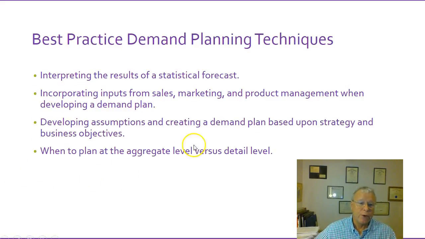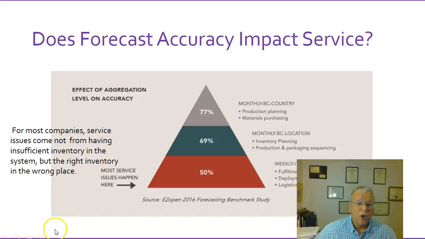So from a demand standpoint, you need to take that statistical forecast and interpret it. You need to take all these inputs we've talked about. You need to create a demand plan based upon what is the true business strategy and what are the business objectives. And you need to be able to distinguish and differentiate when you want to plan at an aggregate level versus at a detail level. So hopefully that helps out. This is the slide on what I was talking about.